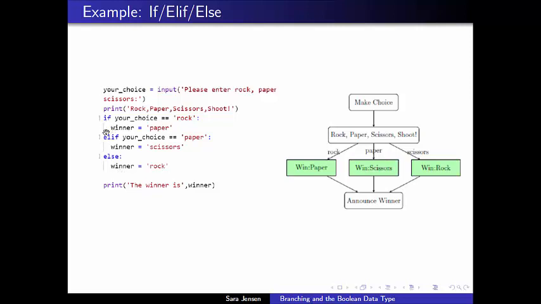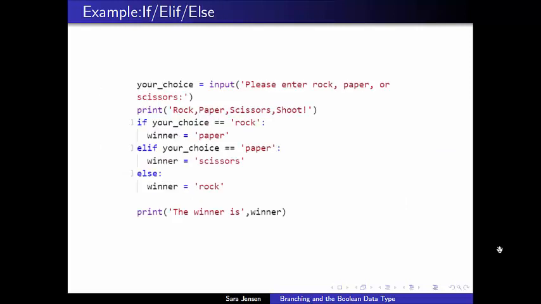Then no matter which block of code was executed, in the end, we'd like to announce the winner. So we print to the console, the winner is, followed by the value that's inside the variable winner. Last but not least, with this rock, paper, scissors example, I'd like to make sure that I'm being clear on how the flow of control executes through this program.